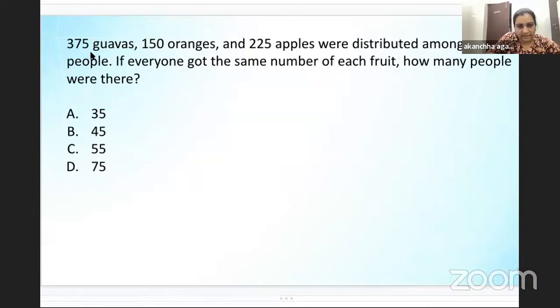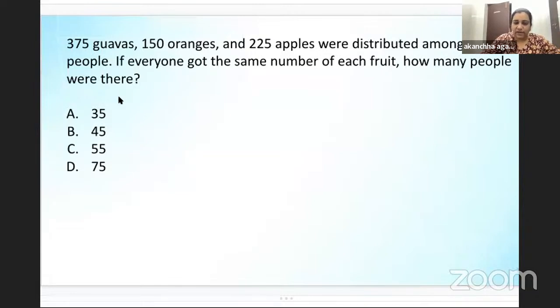The question says there are 375 guavas, 150 oranges, and 225 apples distributed among some people. If everyone got the same number of each fruit, how many people were there? First thing is we are very clear that this question is from the topic of HCF and LCM, right? The biggest doubt that comes into our mind is which one should we find? Should we find the HCF or should we find the LCM?